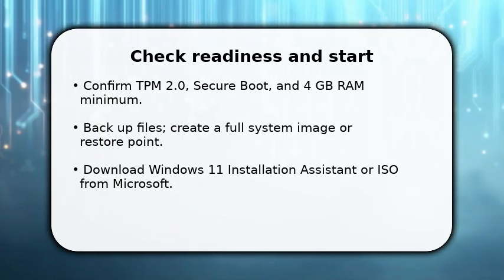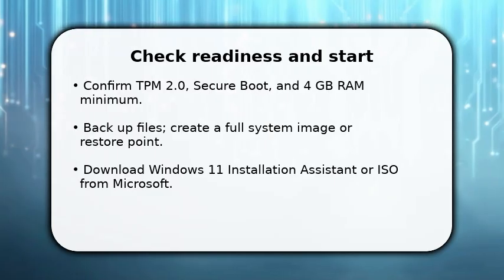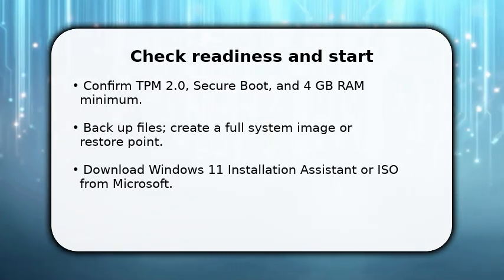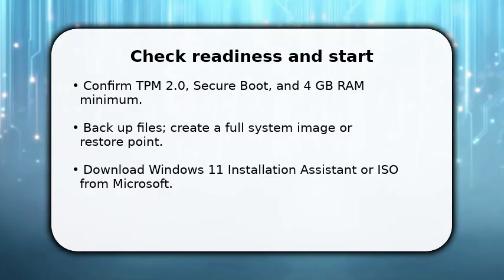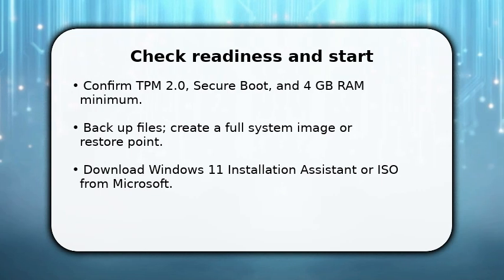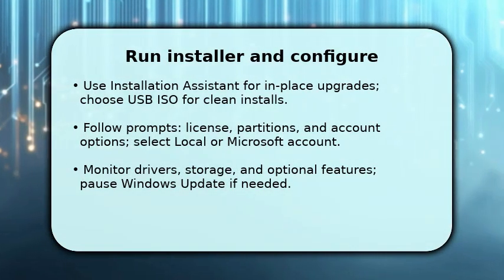Next, download the official Windows 11 Installation Assistant or the ISO. Choose Assistant for an automatic upgrade or ISO for a custom clean install. This step starts the process, so make sure your device is plugged in and you have a stable internet connection before proceeding. You now execute the installer.